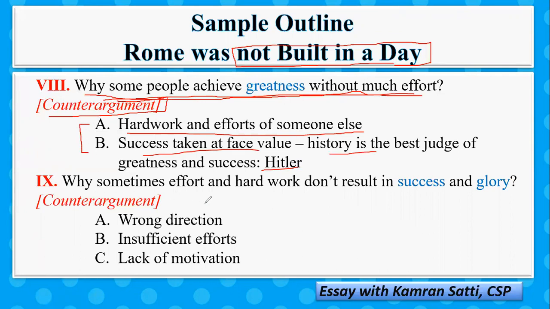Why sometimes effort and hard work don't result in success and glory. So here I have mentioned that people do work hard, but they don't achieve success. Why? Because of these factors. Now I'm once again presenting some counter arguments that support my thesis, that despite working hard some people don't achieve success and glory. And this is wrong direction, insufficient efforts, and lack of motivation.